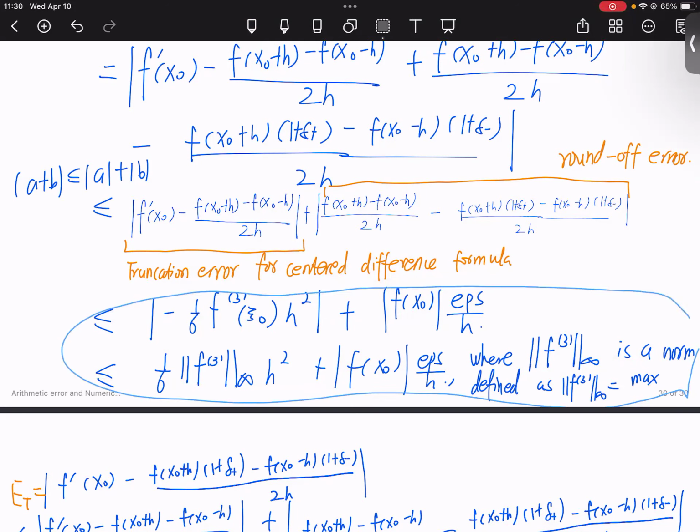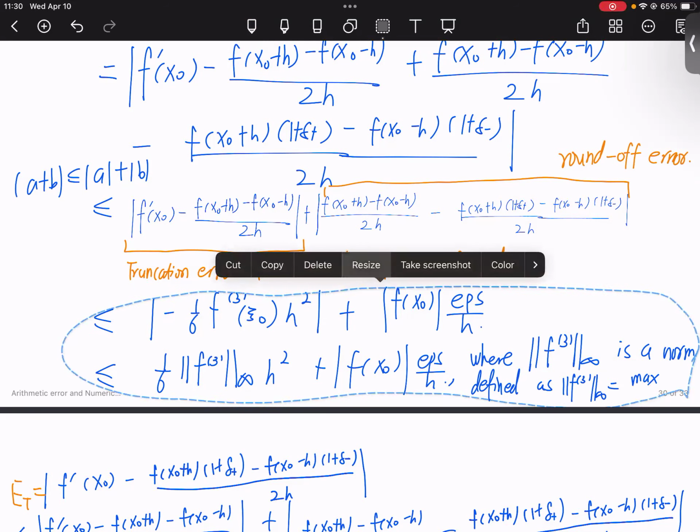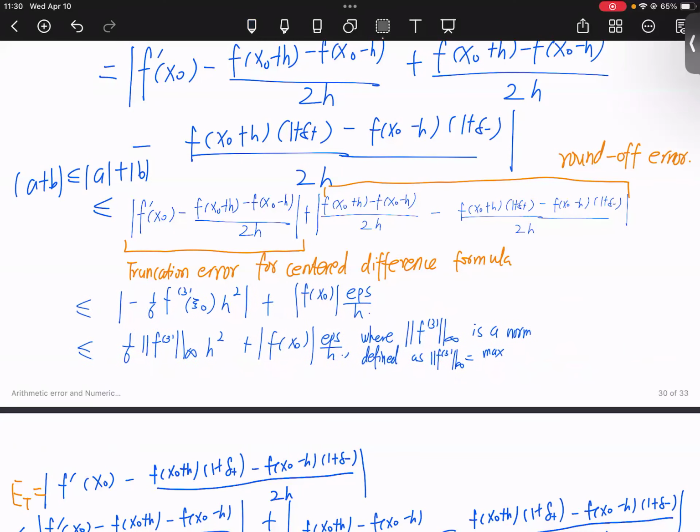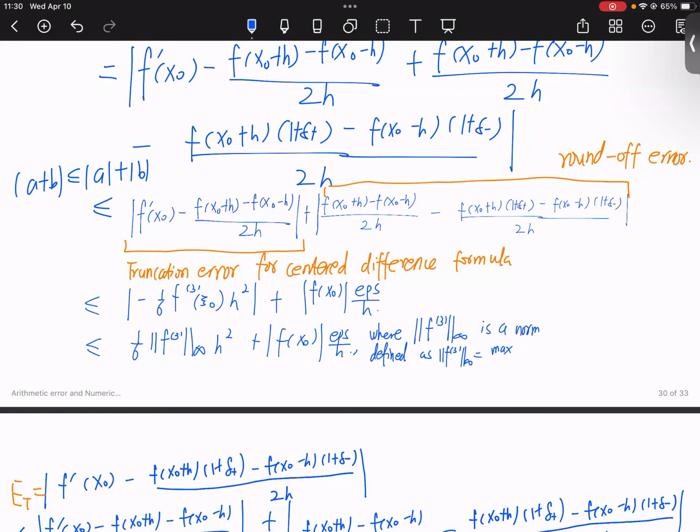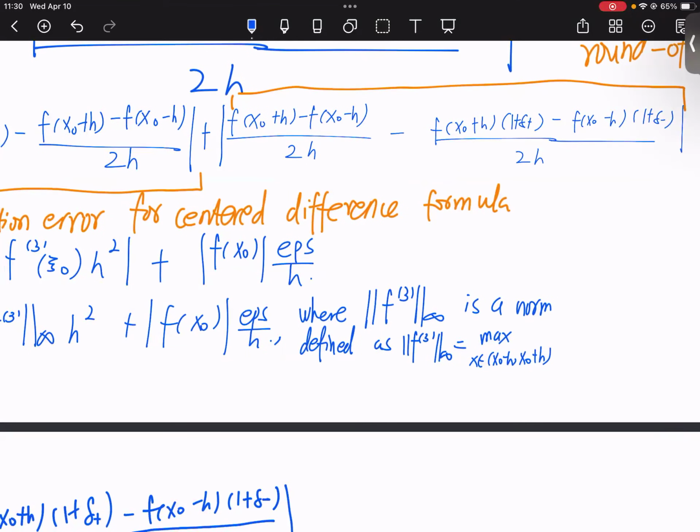But we are going to consider the interval x0 minus h and x0 plus h. So the infinity norm here is defined as the max over x in between x0 minus h and x0 plus h, taking the absolute value of the function. Absolute value of the function here.